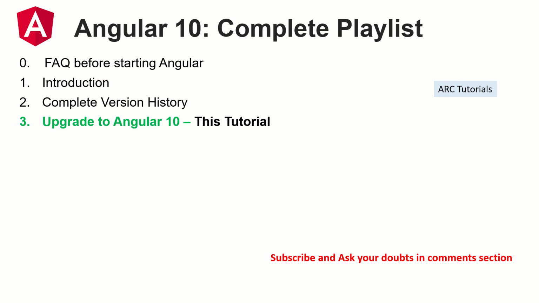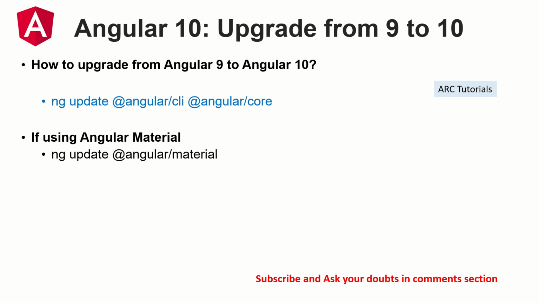Alright, so like I said, we are in the third episode today, where we are going to learn how to upgrade the existing applications to Angular 10. Let's get started. So let's say that your applications are running on Angular 9 and you want to upgrade to Angular 10. The command that you would run is ng update @angular/cli @angular/core. This would bring you to the latest current version, which is Angular 10.